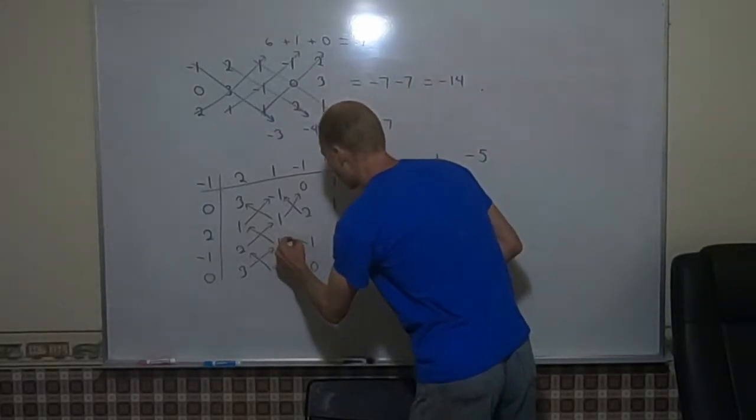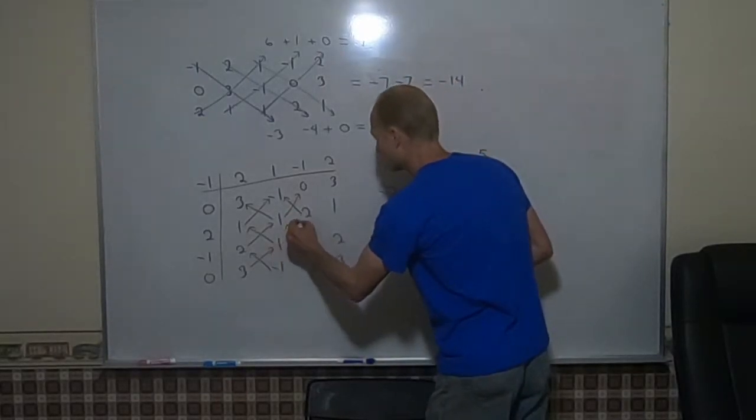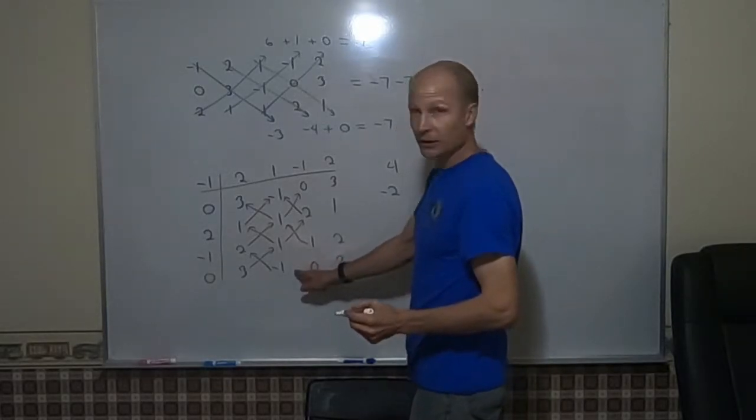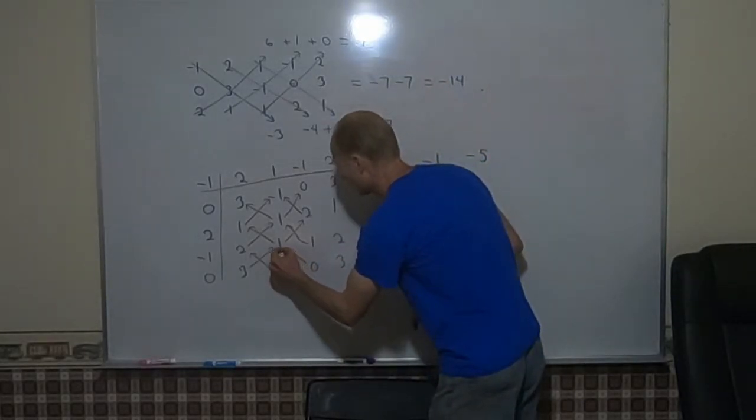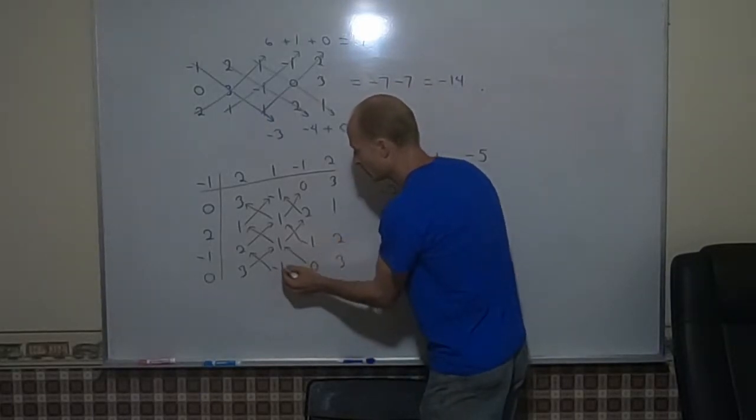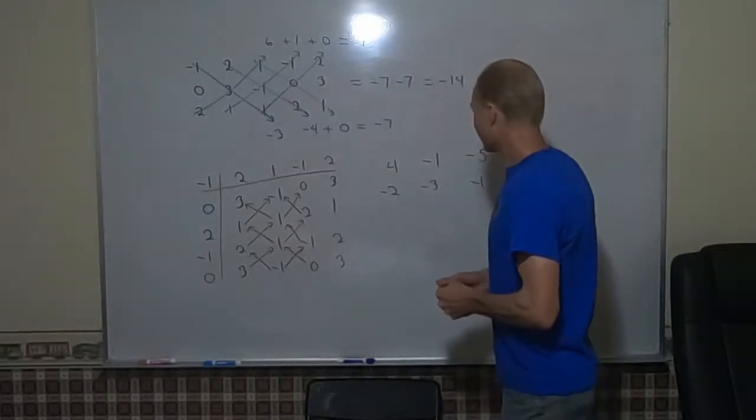Next, negative 1 minus 2 makes negative 3. Next, 0 minus 1, this is positive 1, makes negative 1. Let's continue.